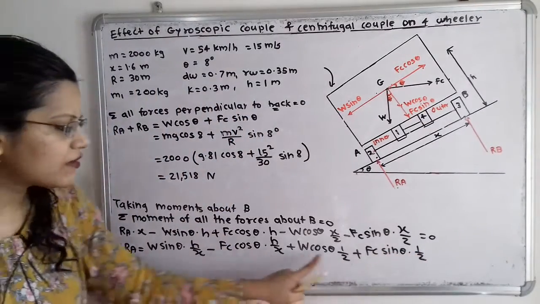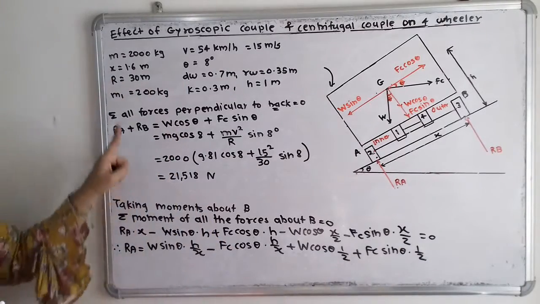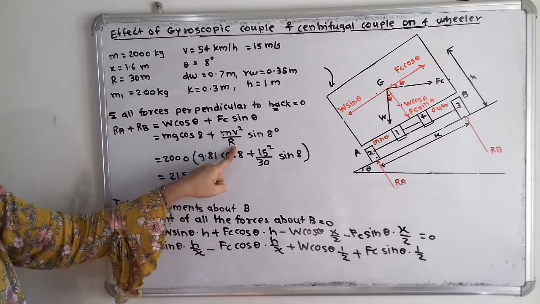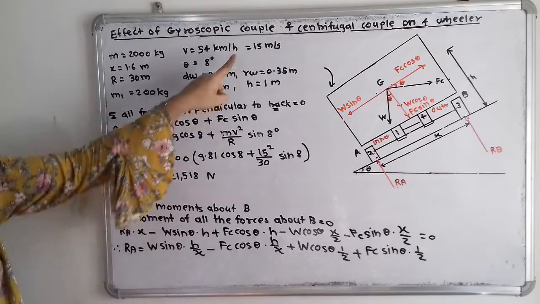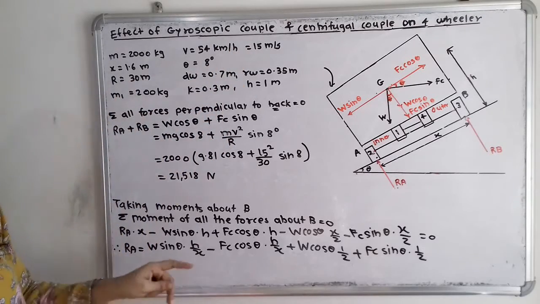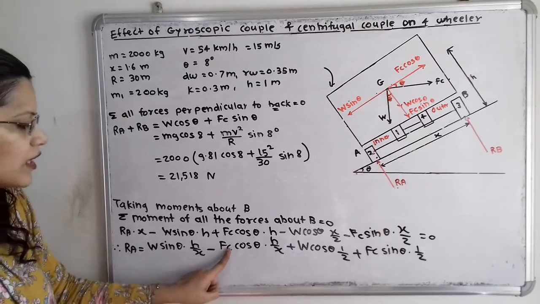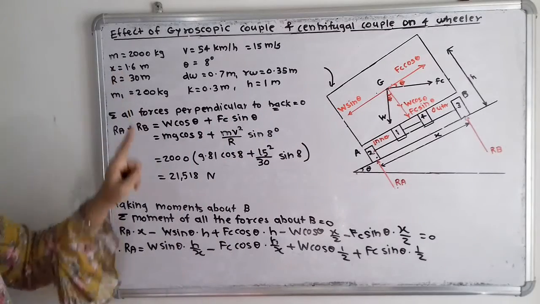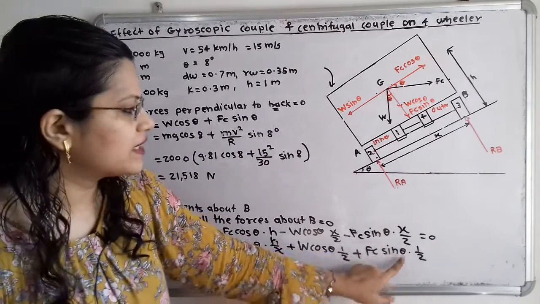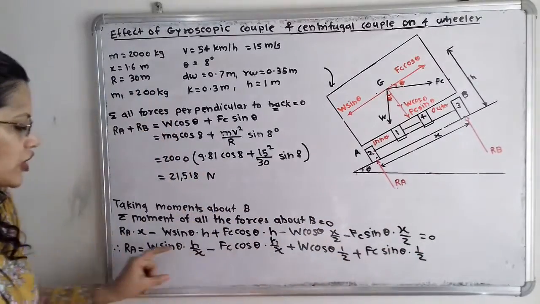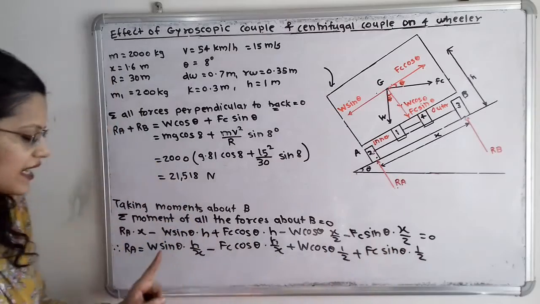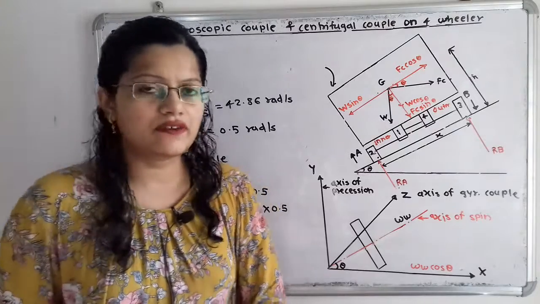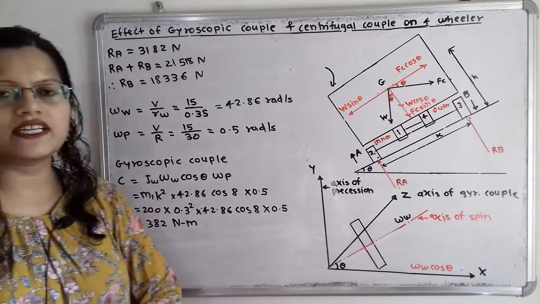So if we put all the values, how to put all the values? W is equal to mg, that we have to put. Then this Fc, so Fc means what? mv square by r. So we have to take m is equal to 2000, v is equal to 15 and r is equal to 30. In this way we can calculate W and Fc. h is given 1 meter, x is also given 1.6 meter, and theta is equal to 80. So all the values are known. If we put all the values, then we will get this one unknown term, that is Ra. After calculation, the value of Ra is equal to 3182 Newton.